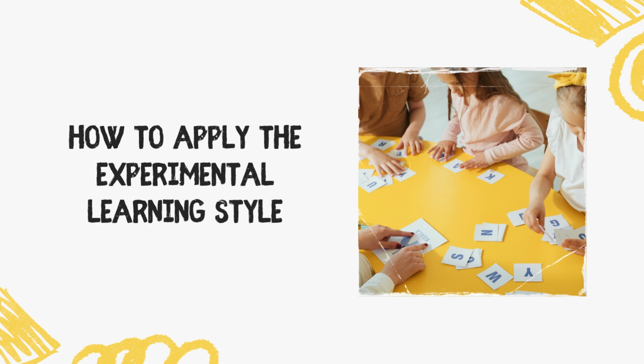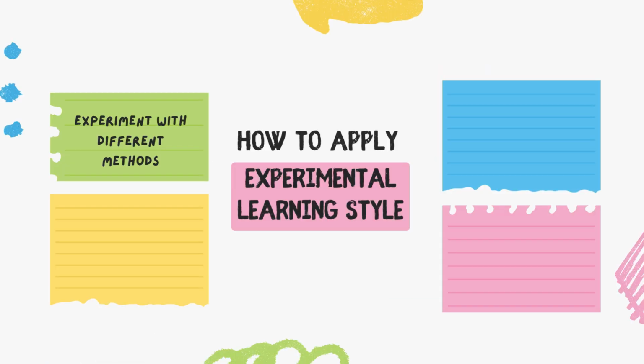So, when we look at this, we want to see how do we apply the experimental learning style? So we want to experiment with different methods. So try learning something new. You want to do a different approach. See what works for you. Try it out for your learners. Don't be afraid to fail, and each experiment is going to teach you something valuable.